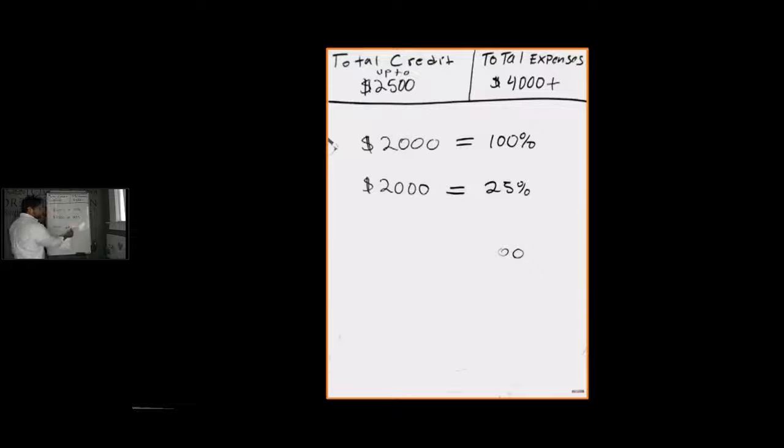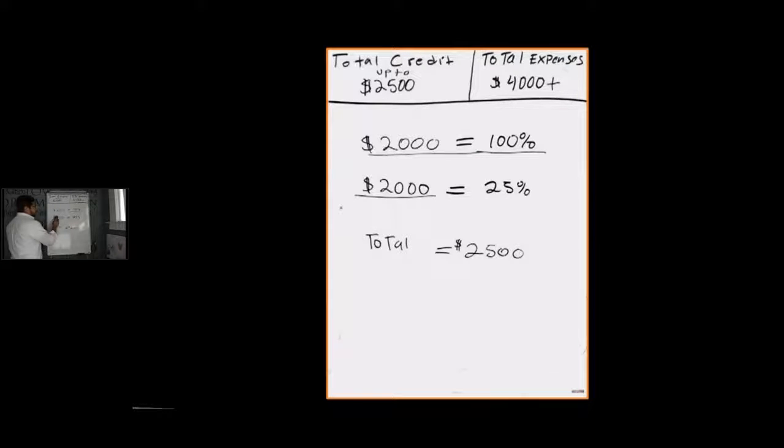My credit is going to be based on $2,500, not the $4,000, because that's the rule the IRS is applying, right? They're saying, hey, the first 2,000, I'm going to see 100% of those expenses. I'm going to let you claim 100% of the expenses. But the next 2,000, it's going to be 25%.